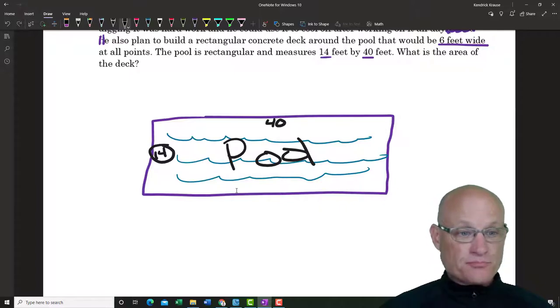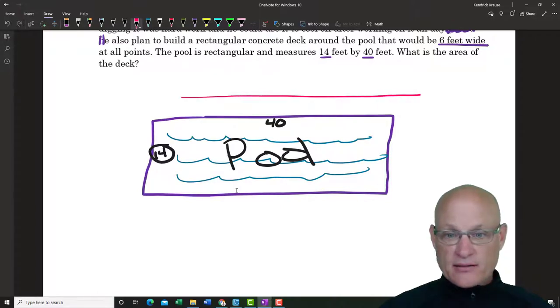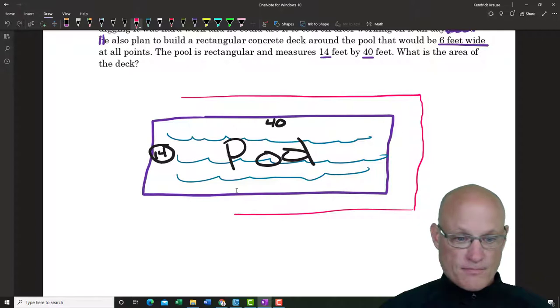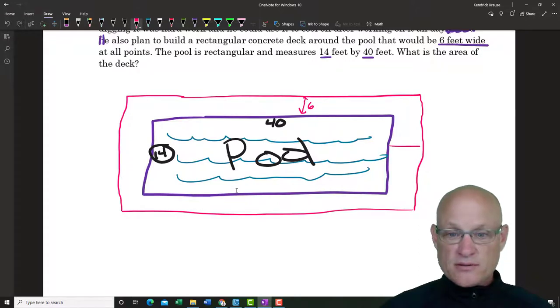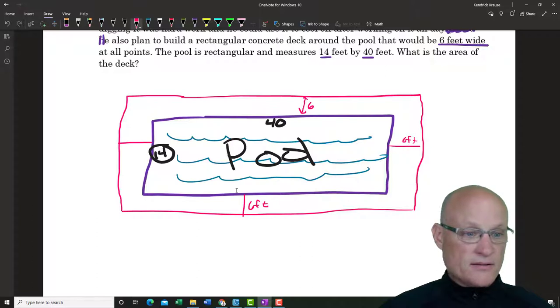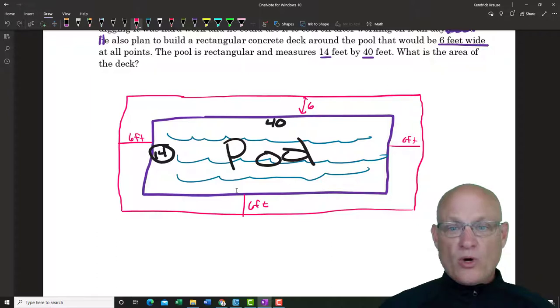So I'm going to build a concrete deck that goes around my pool. And everywhere it's around the pool, it's 6 feet wide. 6 feet wide here, 6 feet wide here, because all the way around that pool, it's going to be 6 feet. Okay. So what is the area of the deck?